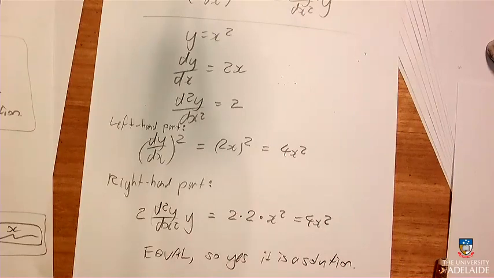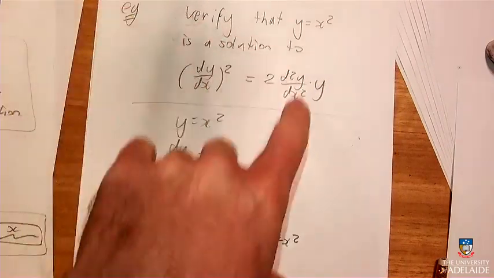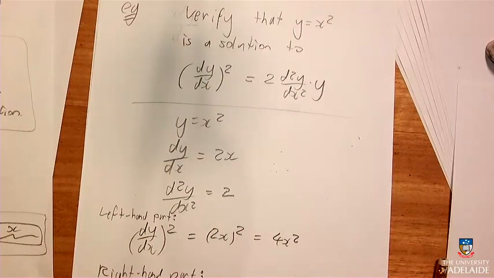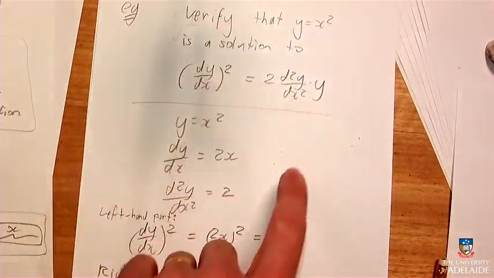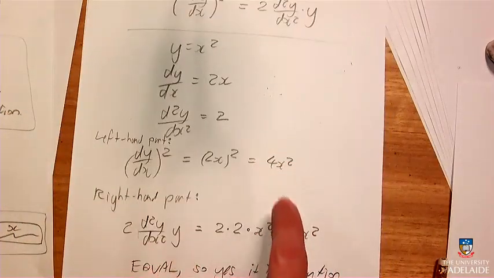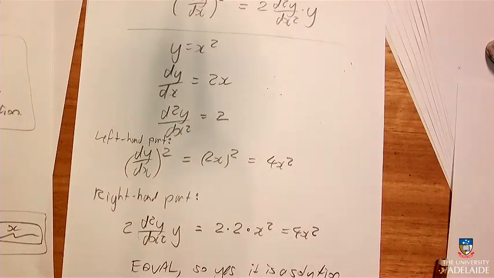Yep? Do you think there'd be a time where we'd be given one and it doesn't work? Well, they might say, decide if this is a solution. That's a reasonable thing that they could ask. They could say verify this is a solution, but you can't verify it if it's not true. But they could say decide if y equals x squared is a solution to this, and if these work out to be not equal, then it's not a solution. That'd be totally something they could do. That's a very good question.